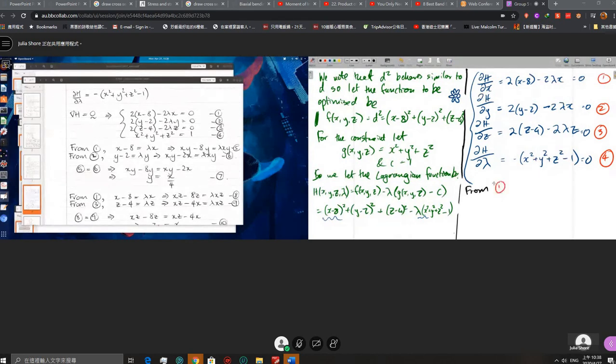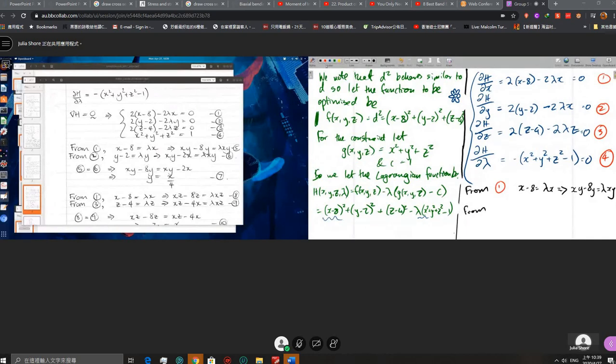From 1, we get x minus 8 is equal to lambda x, which implies that, so then we multiply both sides by y, and we get xy minus 8y is equal to lambda xy. So it's multiplying everything by y, and we'll see y later.